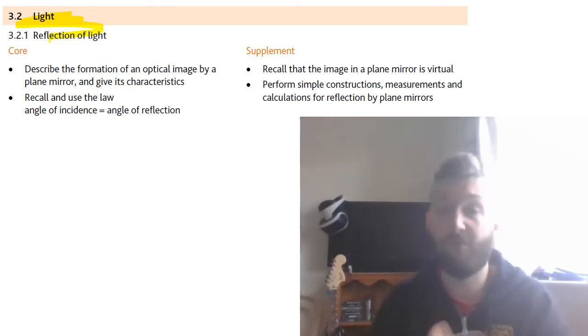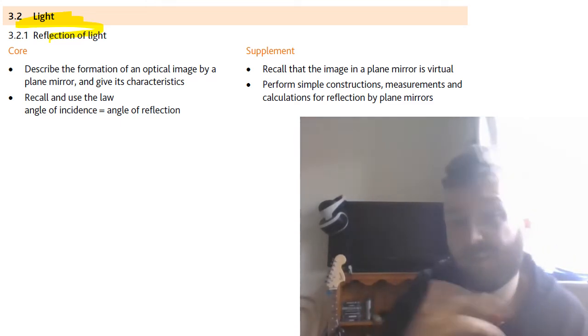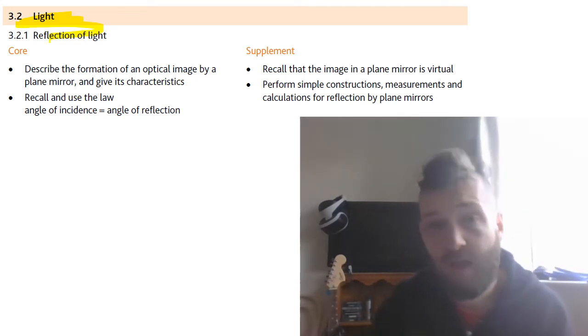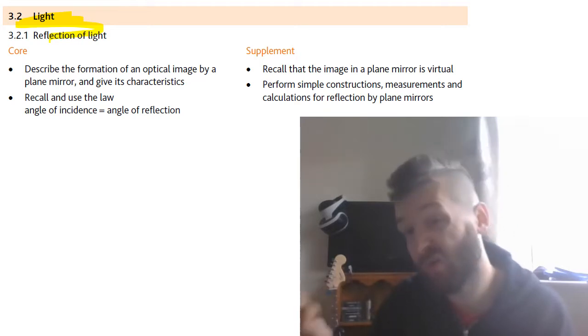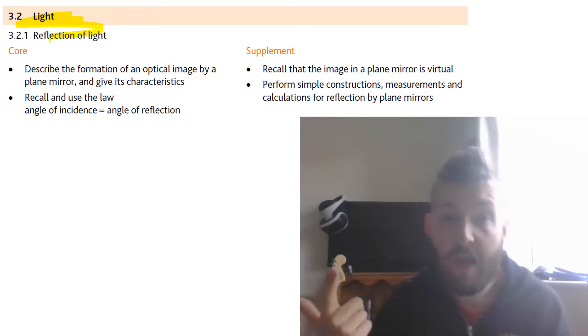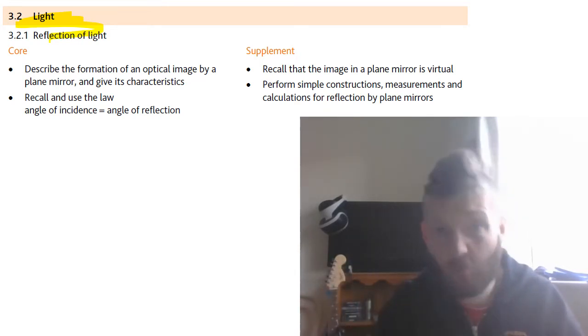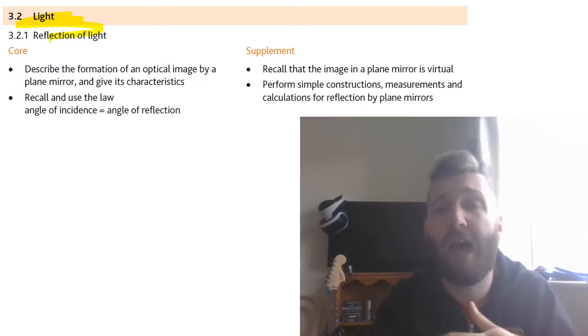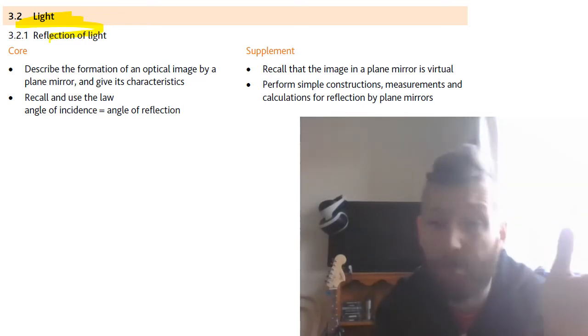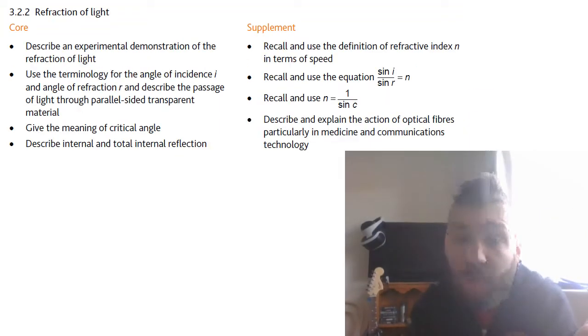And recall the law that our angle of incidence is exactly the same as our angle of reflection. Things that we see in a plane mirror are virtual. We'll cover virtual and real images, and we'll do simple construction lines with ray diagrams and stuff like that to show where optical images may appear.